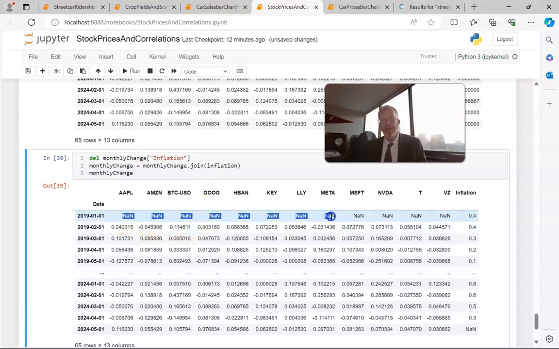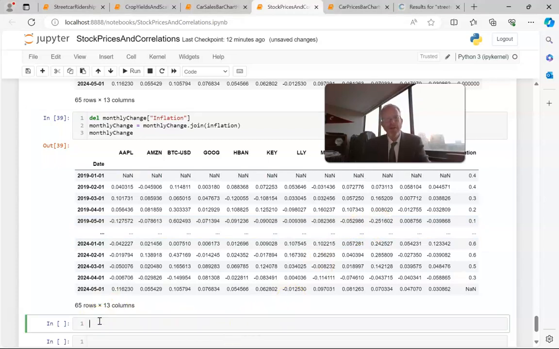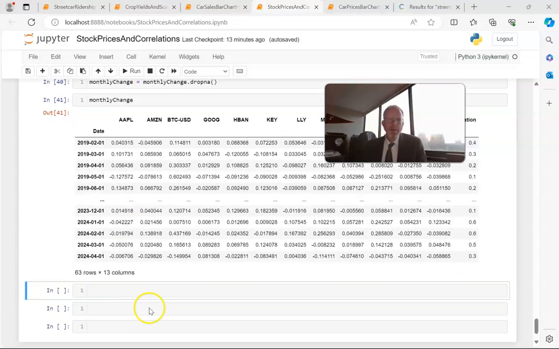Now this first column has null data in it, so we'll start by cleaning up the data. We currently have 65 rows. We'll drop the NA values. Now we have 63 rows, so we only lost 2 rows that had null data. Now let's plot it.